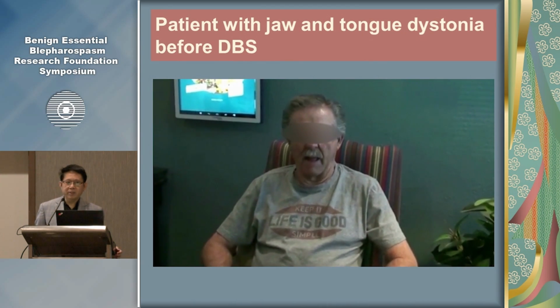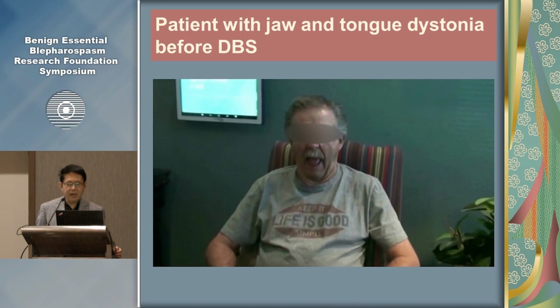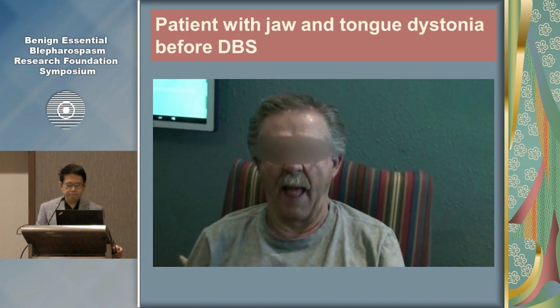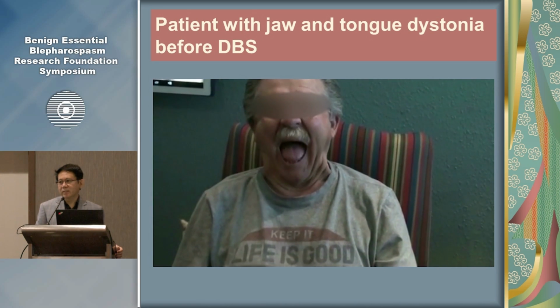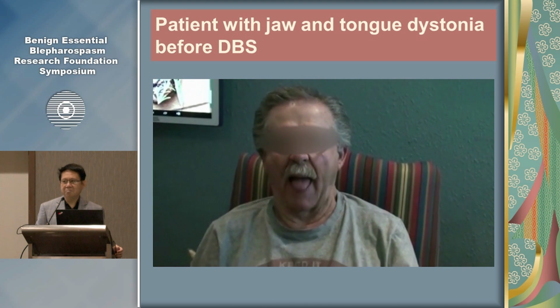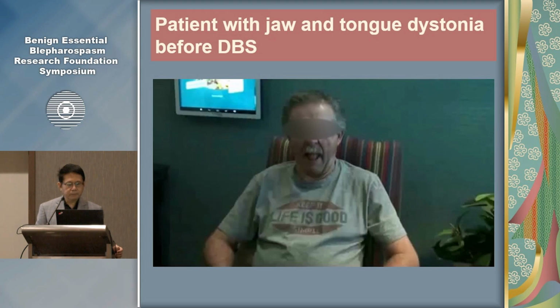This is oromandibular dystonia before DBS. See the tongue going out, sticking out, the jaw opening. And this is him 3 weeks after DBS. And this patient, we went through everything, medicines, different kinds of botulinum toxins, and so on and so forth.